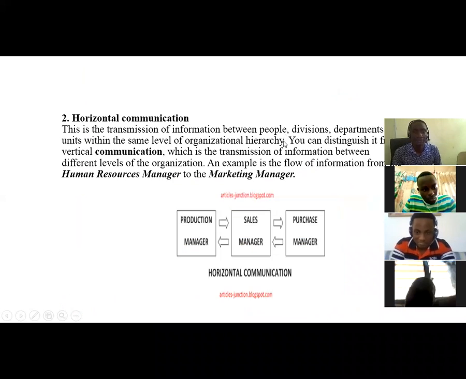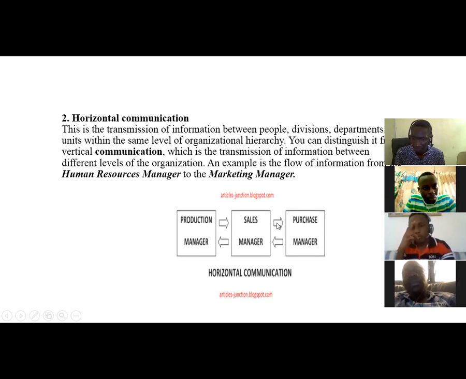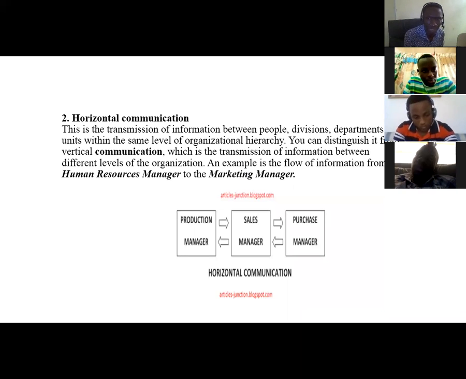Yes, sir. All right. So two, horizontal. So how many forms of vertical do we have? There are two, all right? We have one upward, and then two is downward. Okay. Then two, horizontal communication. Like you said, horizontal means that we are having an information from the left toward the right, or right toward the left.